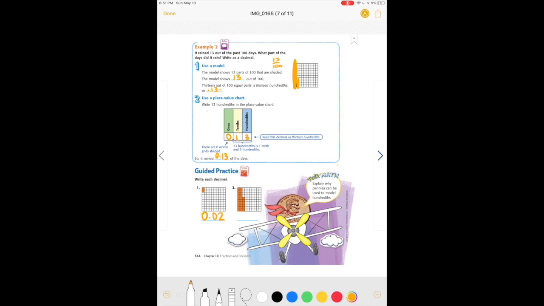For number 2, there are 0 whole grids colored in. I see 2 whole columns, which are my 10, so 2 tenths, and 1, 2, 3, 4, 5 hundredths, so this would be read as 25 hundredths.